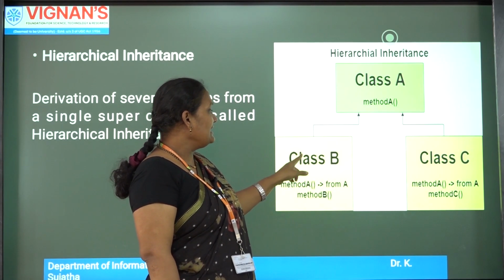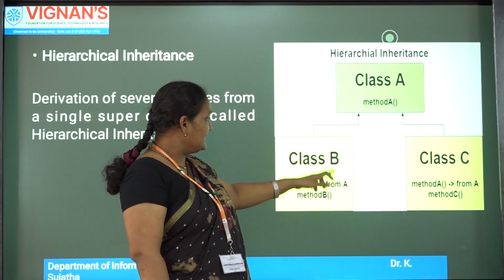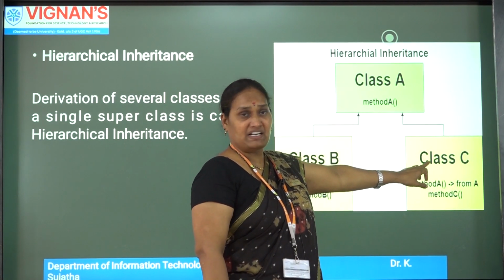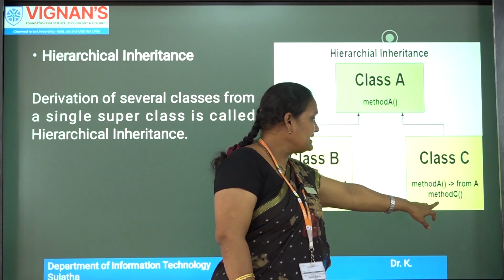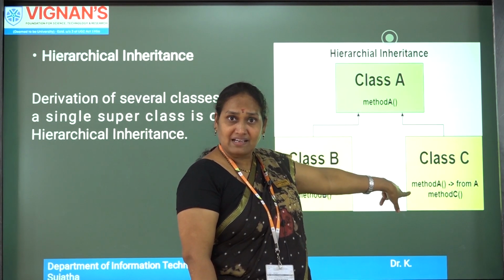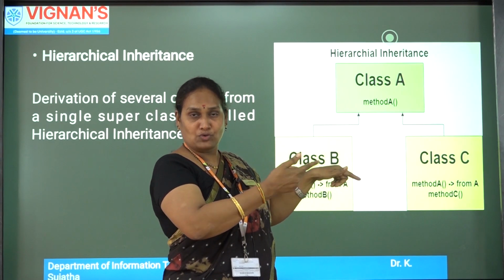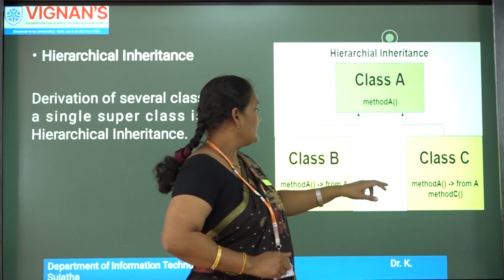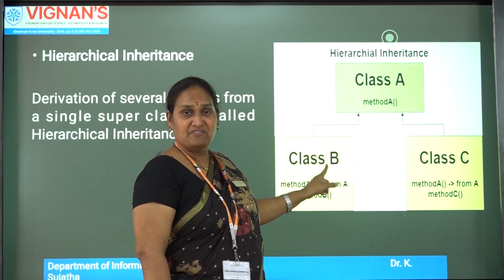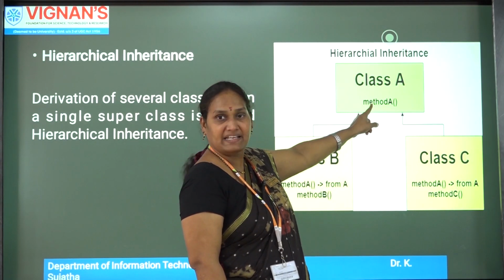Now class B can access the method A which is present in the superclass and it is having its own method B. Class C can also access the method which is present in class A and it is having its own method C. Now class B and class C are sibling classes. Those two classes are from a single parent. Now here class C cannot access the methods or variables which are present in class B, but it can access all the variables and methods which are present in class A.